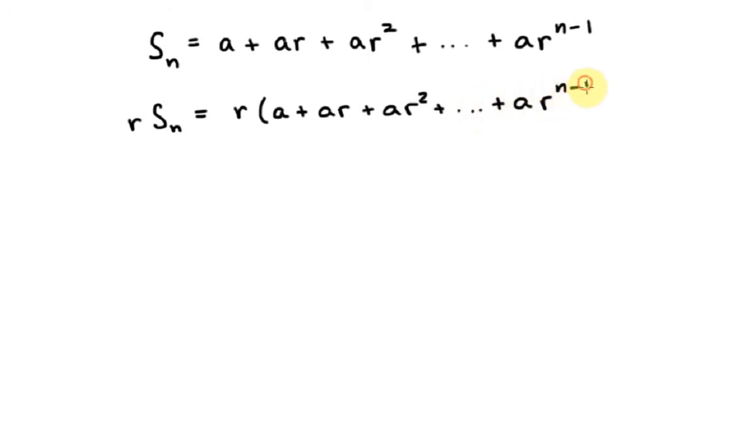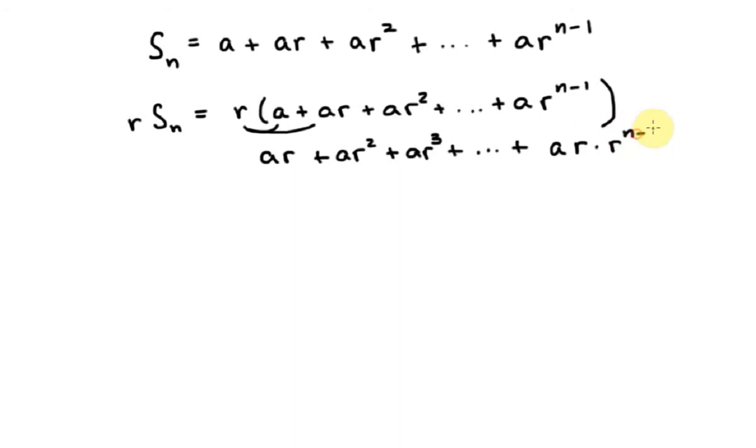Okay. Now, each of these terms, I'm going to expand out the brackets here and see what I get. So I'm going to get r times a, which is actually just ar. Then I'm going to have an r times an ar. So that's ar squared. Then I'm going to have the r times the ar squared, which is ar cubed, and so on until, what's my last term going to look like? Well, let me just write the whole thing out so you can see what's going on. It's a times an r to the n minus 1.